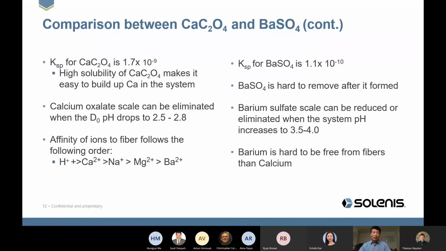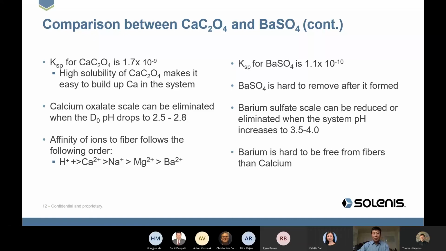From the Ksp solubility products, we see calcium oxalate is going to be 10 times higher than barium sulfate. So if you form any of those scales and change conditions for calcium oxalate, you may dissolve it back. So that creates a chance to build up those scale components in the process. But barium sulfate is very hard to dissolve again. Basically, if you form the scale, it stays there.